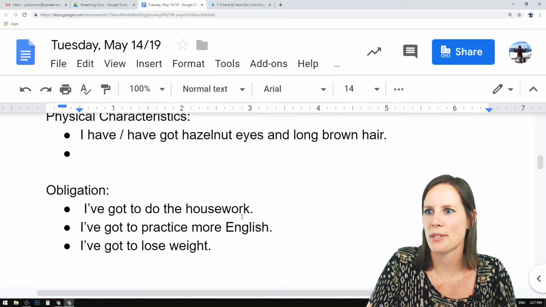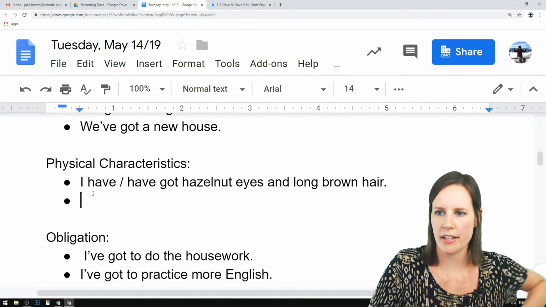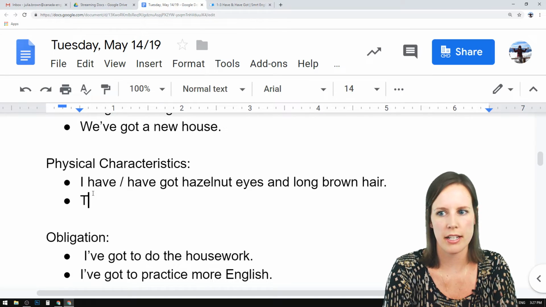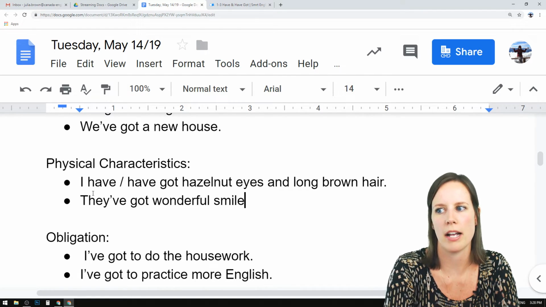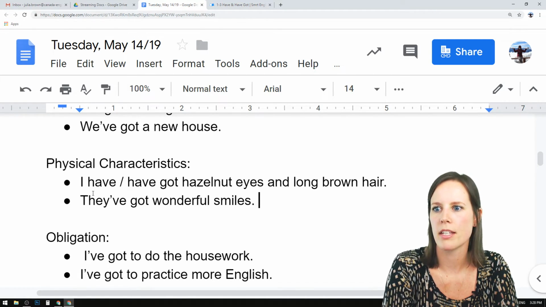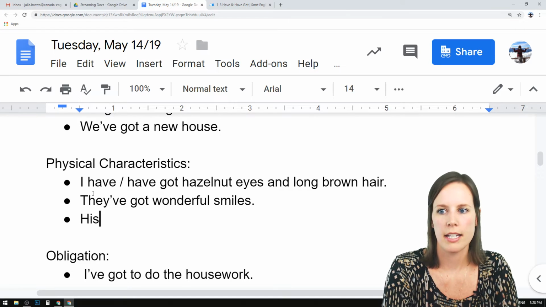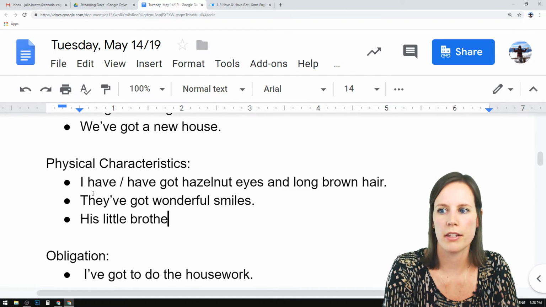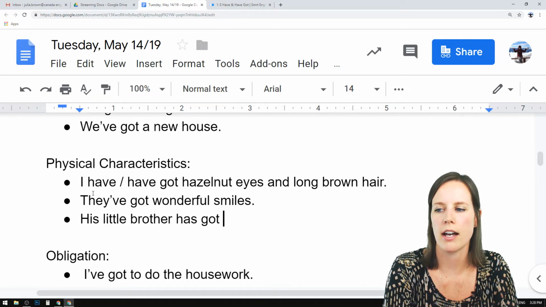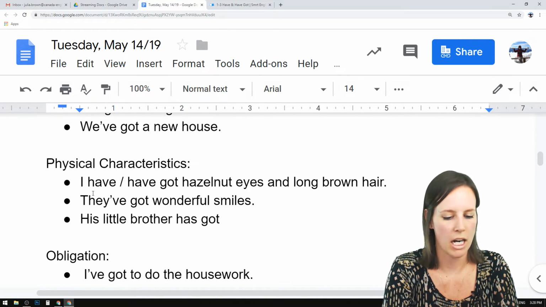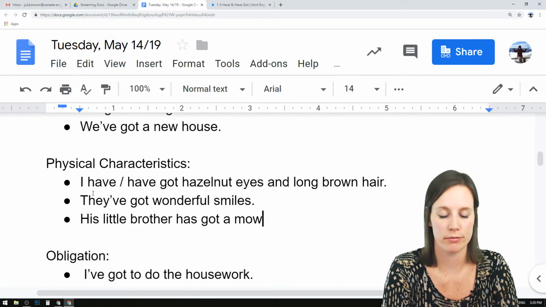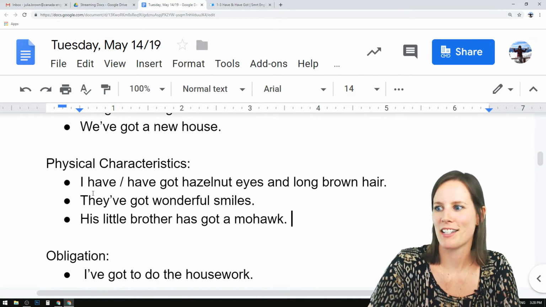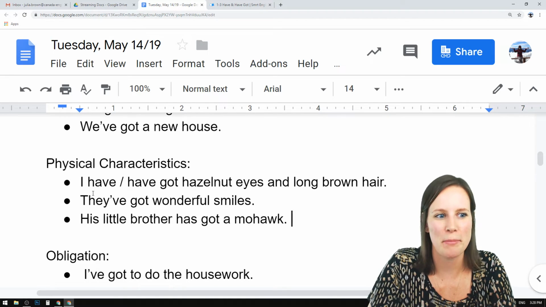Okay, good job. So we'll add another sentence, physical characteristic. They've got wonderful smiles, you could say. Or his little brother has got, for example, has got a mohawk. Do you know what a mohawk is? Anybody?